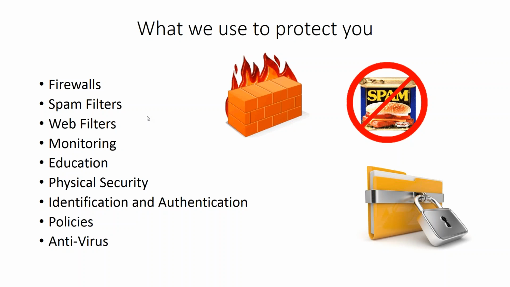Physical security, identification, and authentication. Physical security is pretty straightforward. It's making sure that your doors are locked and everything is protected as far as physically entering and exiting the building. Identification, authentication. This is why we have passwords that we put in to make sure that you have the proper access.